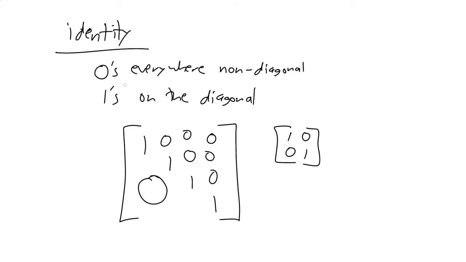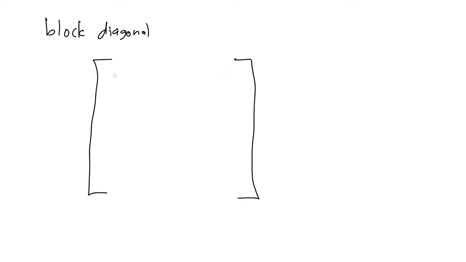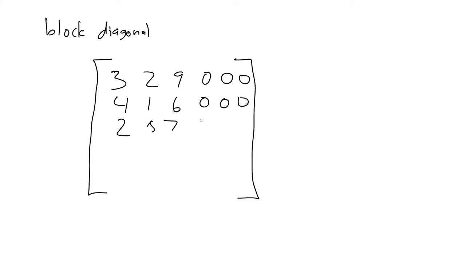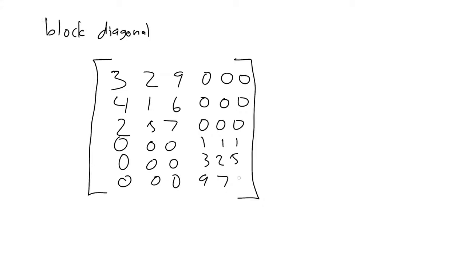And then the hardest one, maybe, and it's not that hard, but you just kind of got to squint at it, is the notion of a block diagonal matrix. So we know a diagonal matrix has zeros except for the diagonal. So here's what a block diagonal matrix is. Suppose I have a matrix that looks like this. 3, 2, 9, 0, 0, 0, 4, 1, 6, 0, 0, 0, 2, 5, 7, 0, 0, 0, 0, 0, 0, 1, 1, 1, 0, 0, 0, 3, 2, 5, 0, 0, 0, 9, 7, 17.